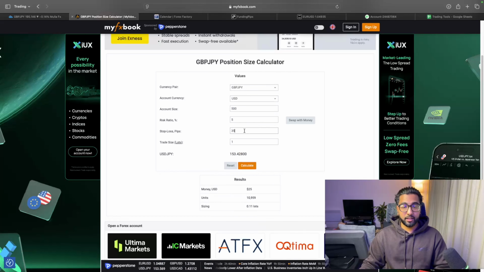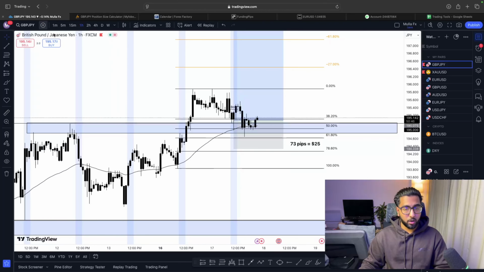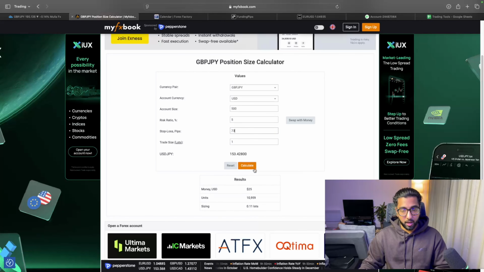Don't have to edit anything else. Only thing I have to edit is the stop loss, which I remember is 73, and you calculate, boom, boom, boom, and you can see now $25 is actually 0.05 lots. Okay, a little bit different. You can see over here at the bottom, it actually gives us a currency for USD JPY.